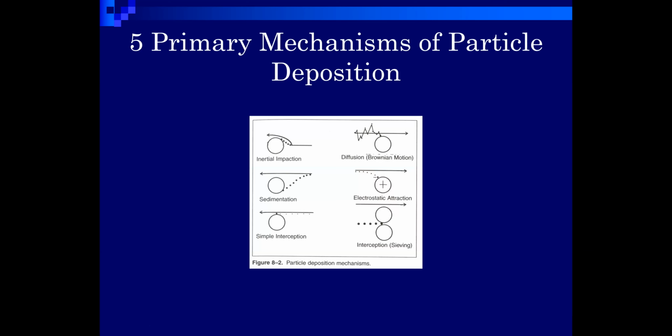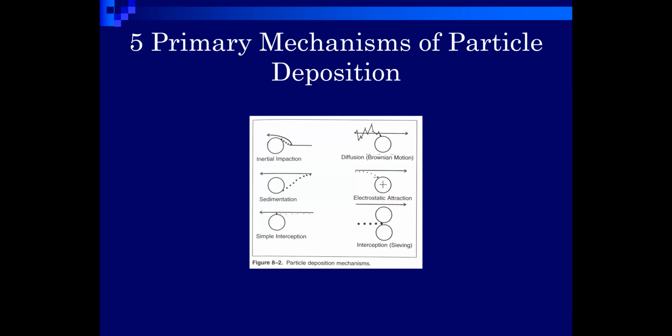Now, when I'm using a filter to collect a sample, or if I'm using a filter on a respirator to protect my worker from exposure, there are 5 primary mechanisms of particle deposition that I need to be aware of that are affecting how well that particle is going to be collected. Notice there's 6 things on the slide. That's because interception gets to be on there twice.